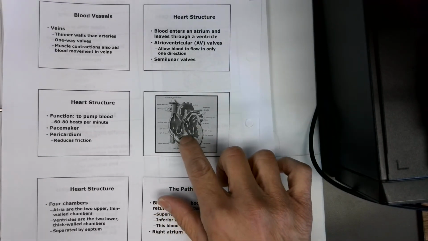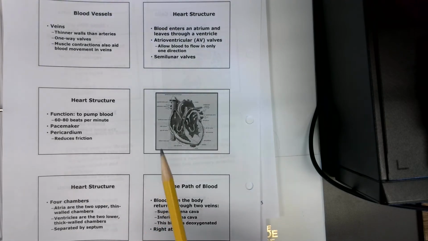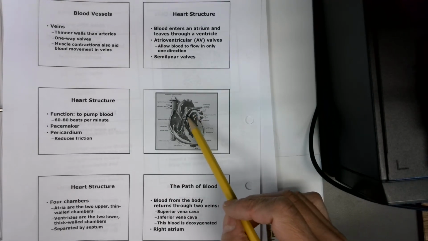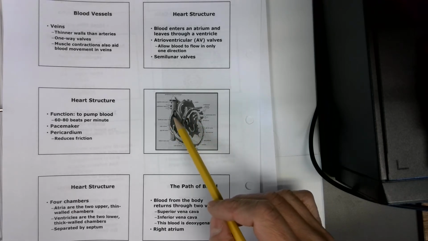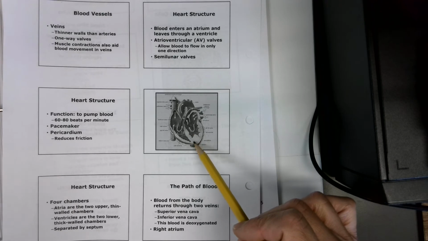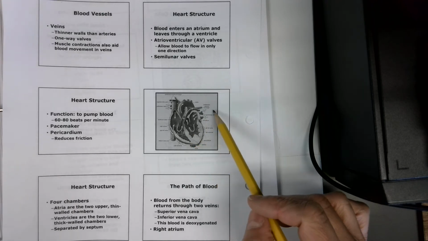This drawing of our heart shows what we've been talking about. This is an atrium, this is an atrium. This is a ventricle, this is a ventricle, and here's the septum that divides the 2.